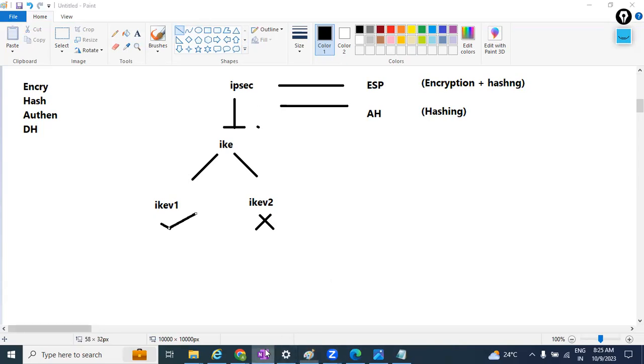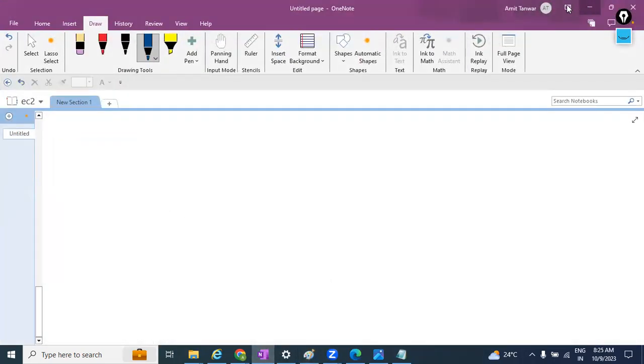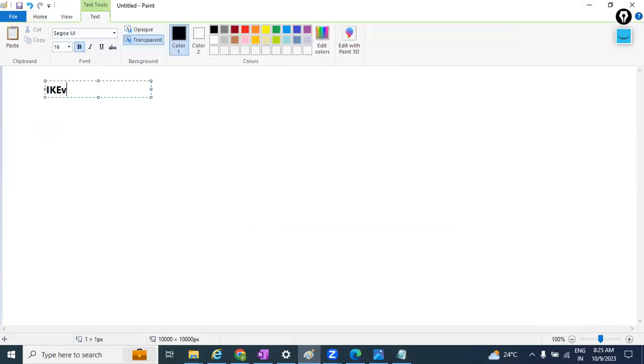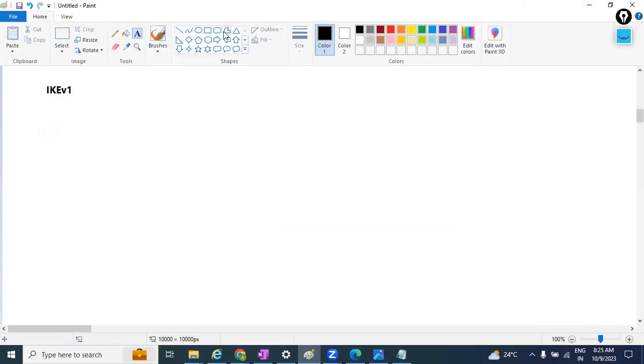Okay. As per IKEv1, let's talk about it here. I'm going to use the concept of IKEv1. As per IKEv1, you know TCP. In TCP, we have what? A 3-way handshake. The first packet is SYN, then SYN plus ACK, and then acknowledgement.